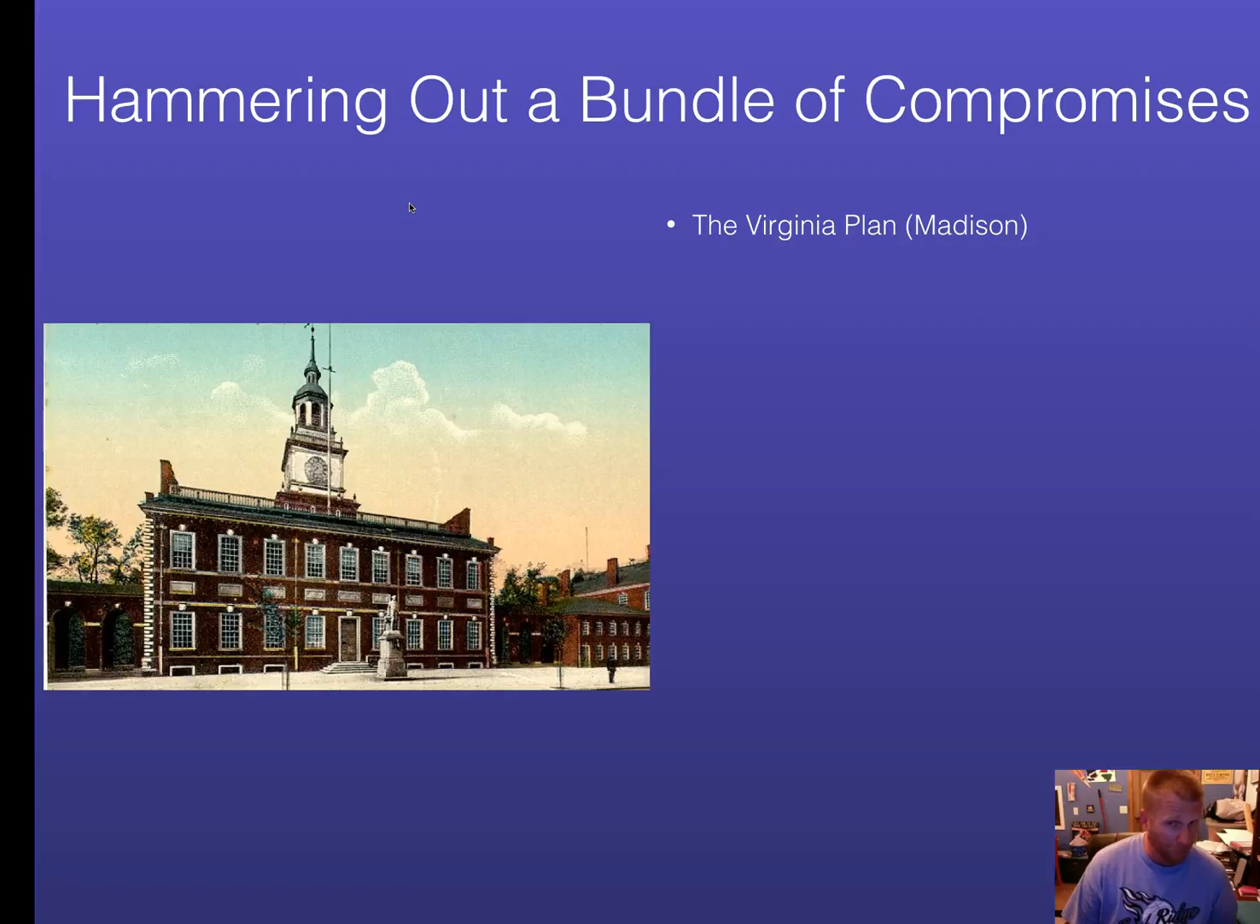The first proposal was the Virginia Plan by James Madison, who was named the father of the Constitution. We don't know who the mother is. We're still waiting on the DNA test. Maybe Maury Povich could solve it. Maybe it's Lady Liberty, but we're not sure. The Virginia Plan is pretty much what the American government is today. You can see a lot of the similarities here.